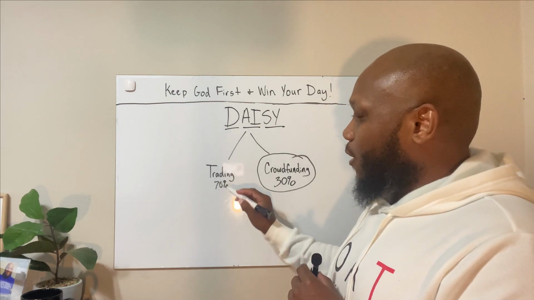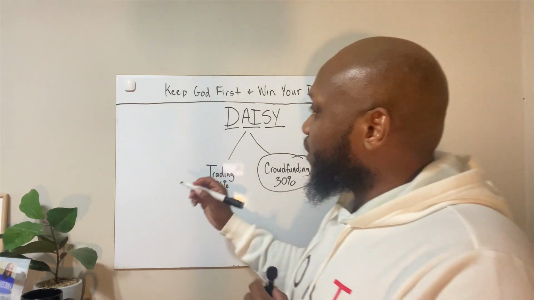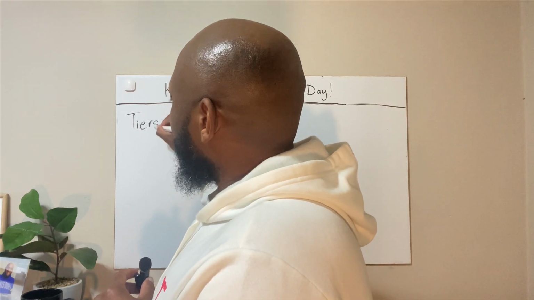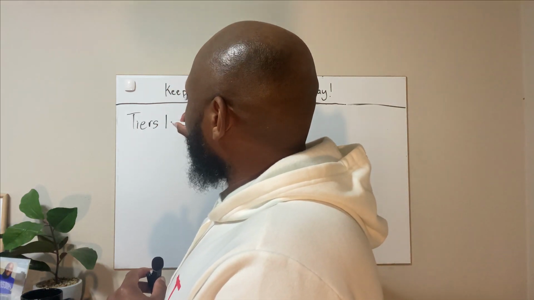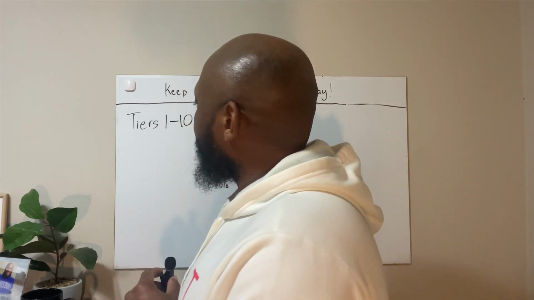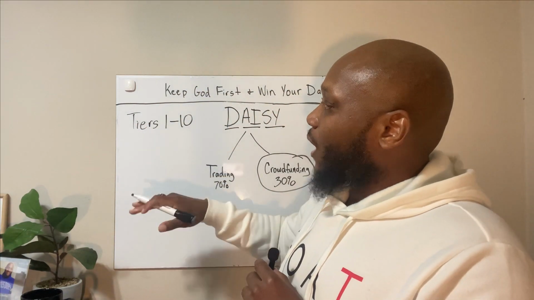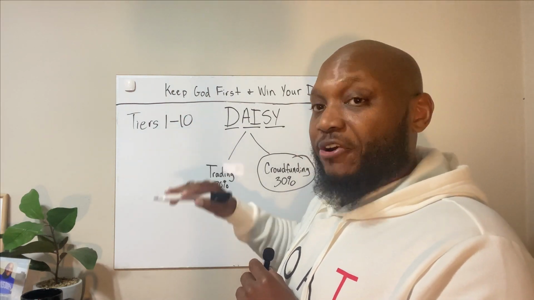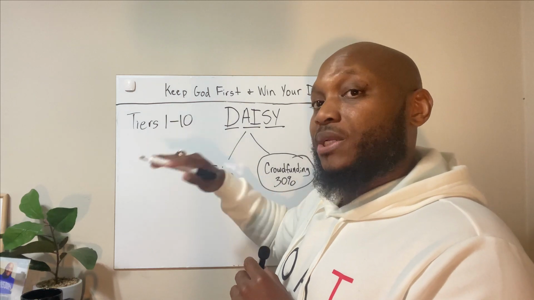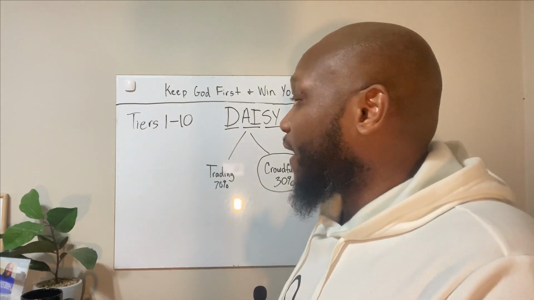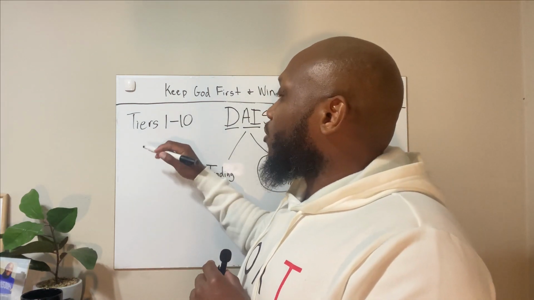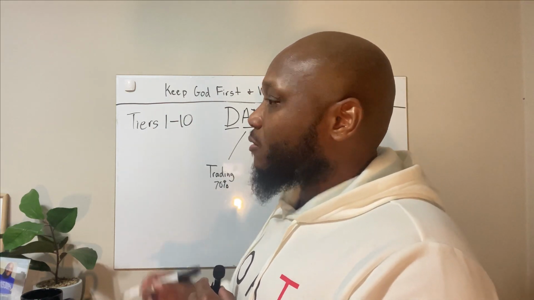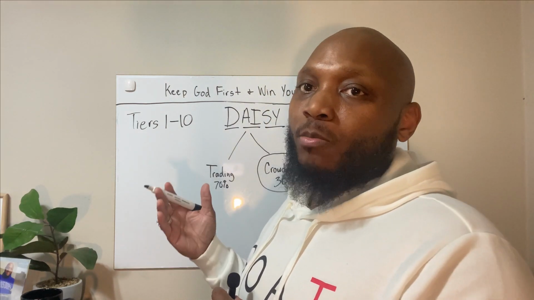To get started with Daisy, you can get started in tiers, and those tiers go from 1 through 10. You have to buy them sequentially, so they have to be in order. You're not able to just jump to tier 5, as an example. You would have to go to tier 1, tier 2, tier 3, tier 4, tier 5. Once you are at whatever tier, you can go back in and buy momentum packs, which allow you to buy that tier more than once.